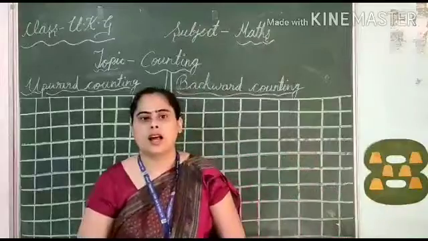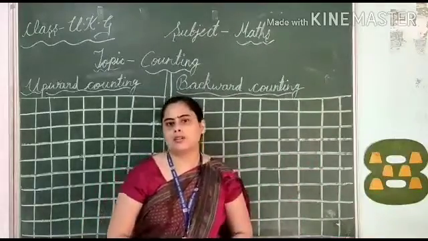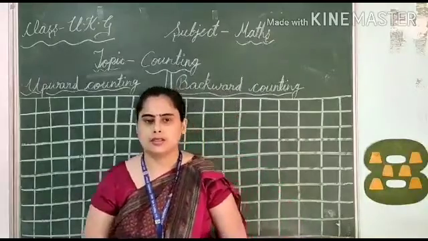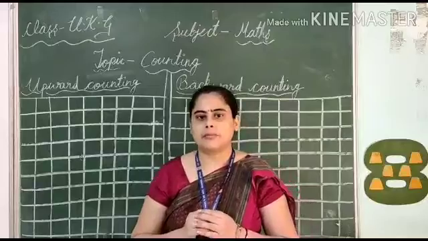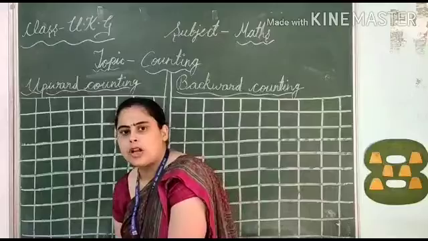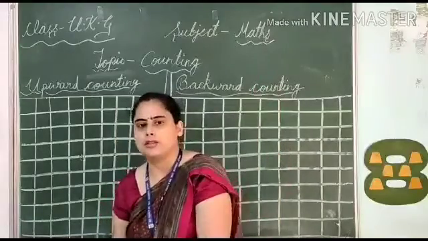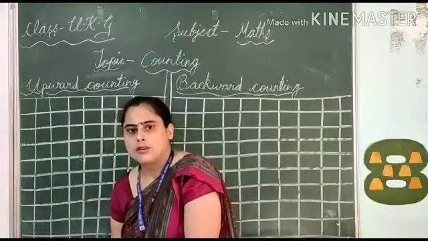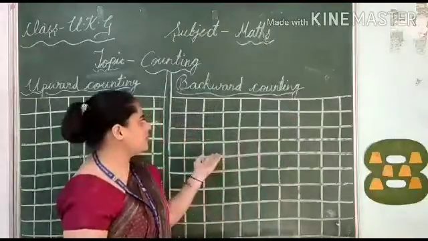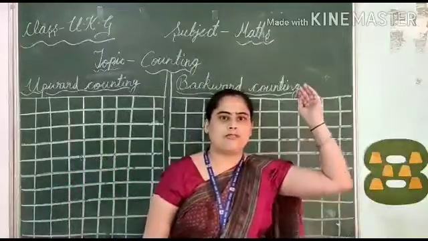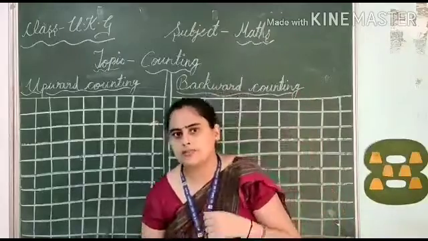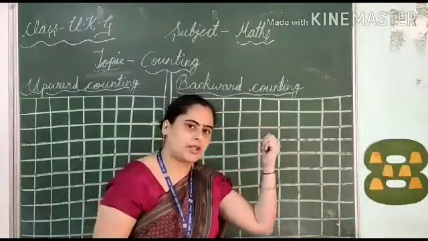First of all, I would like to ask you, what is upward counting? Upward numbers means we have to go from small number to big number. And what is backward number? We have to come back from big number to small number.